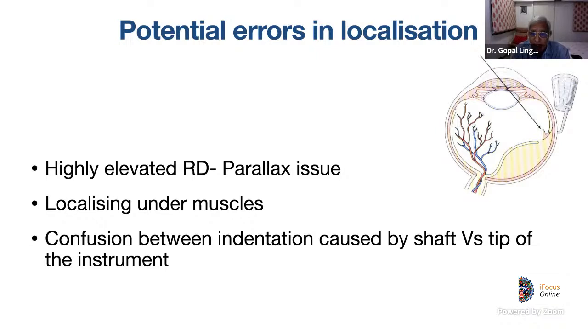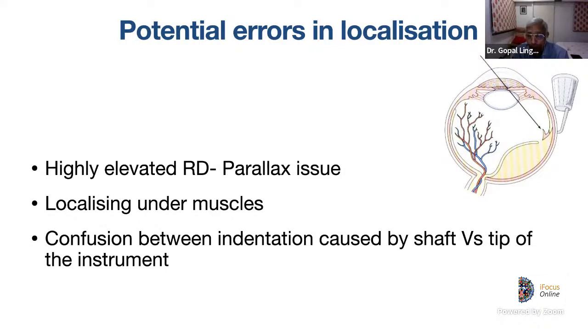So when you have a confusion between indentation caused by the shaft versus the tip of the instrument, what you should do is move the instrument in its axis. Suppose you're using an indenter, like a forceps or a long indenter, and you think what you're seeing as an indentation inside the eye, you're not sure is caused by the shaft or the tip. If you move the instrument in its axis, the indentation you're seeing in the fundus also moves with the movement if the indentation is caused by the tip. But if the indentation is caused by the shaft, it does not move because it is still moving in its axis. That tells you that the indentation is not caused by the tip.